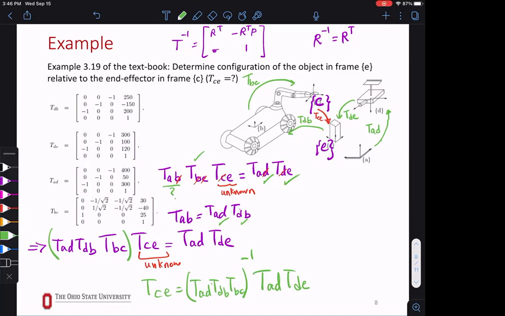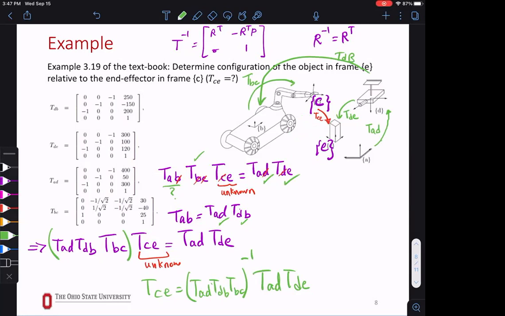I didn't show TDB there. Oh, I didn't show that. Where did I show TDB? Oh, okay. Sorry. I was just trying to show what matrices you have. Thank you. So all you have to do is plug these values.